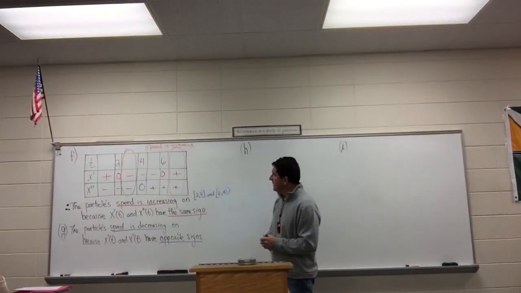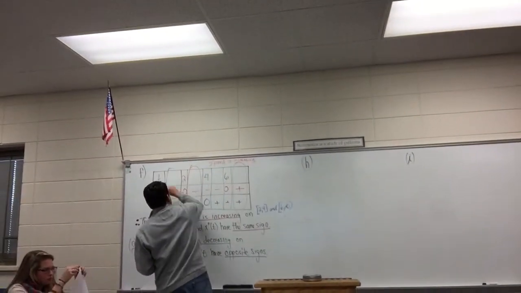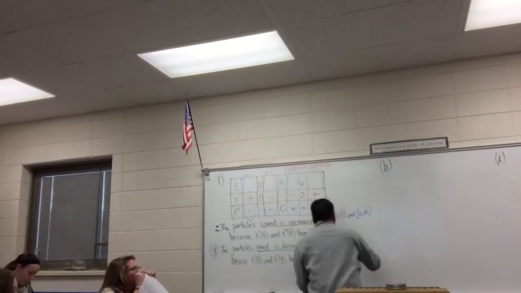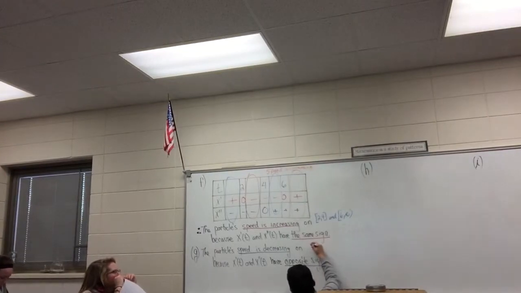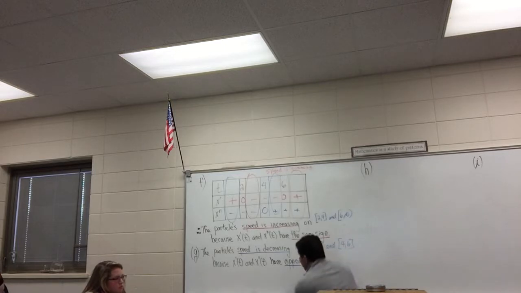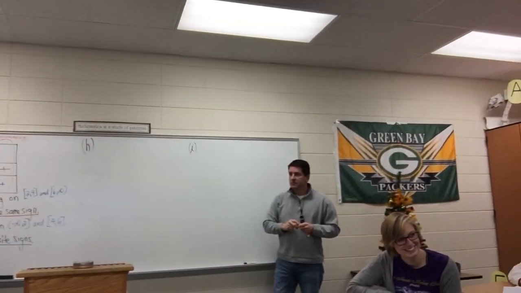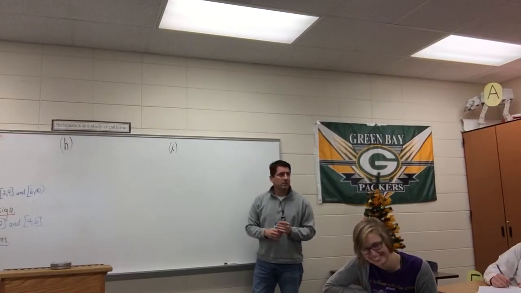Then speed is decreasing when they have opposite signs. So that's here and here. So that's why we said speed is decreasing on the interval from negative infinity to 2 and from 4 to 6, because x prime and x double prime have opposite signs. Okay? Any questions on that?